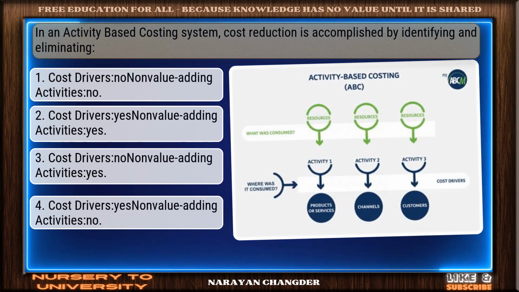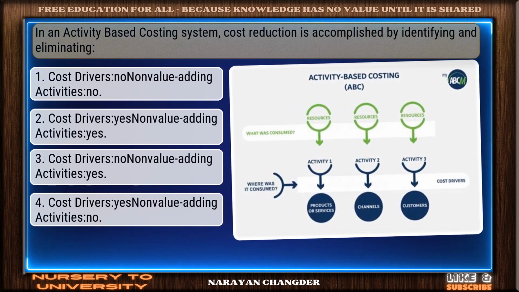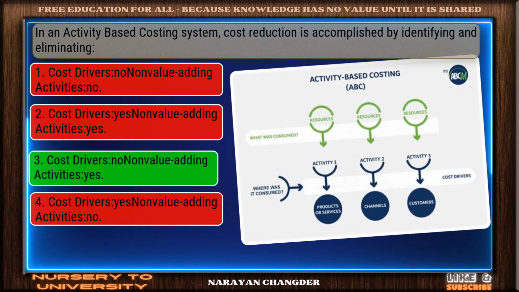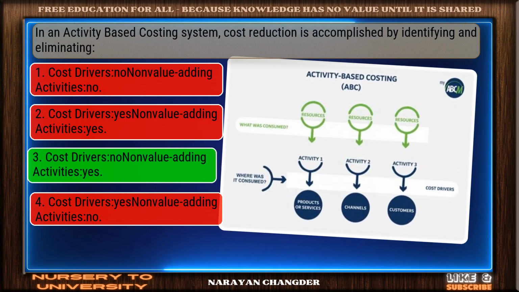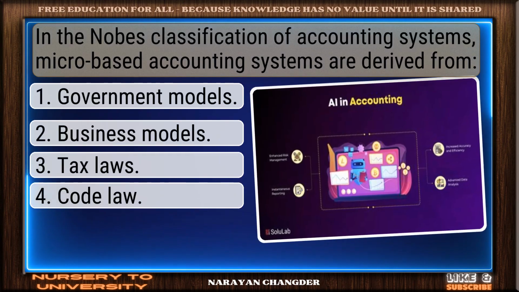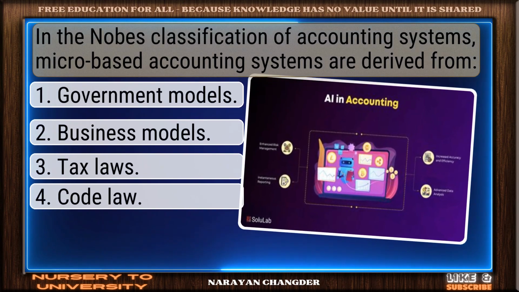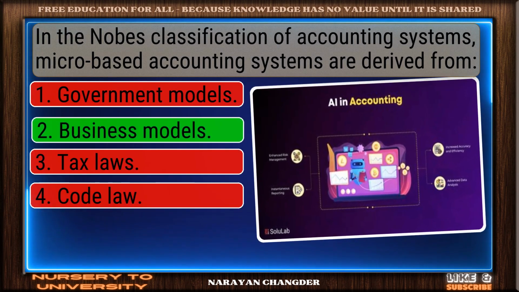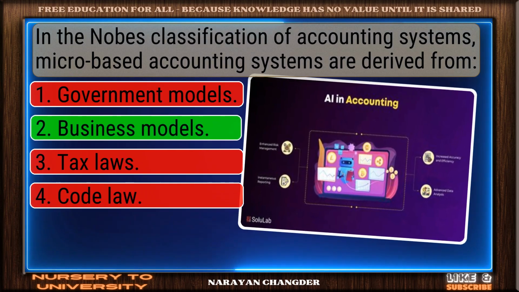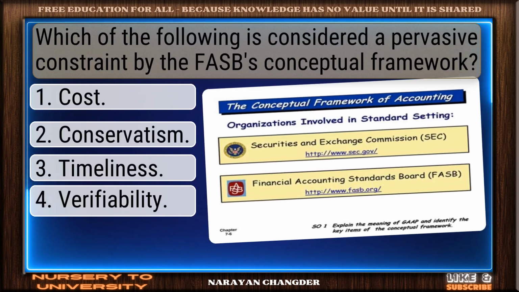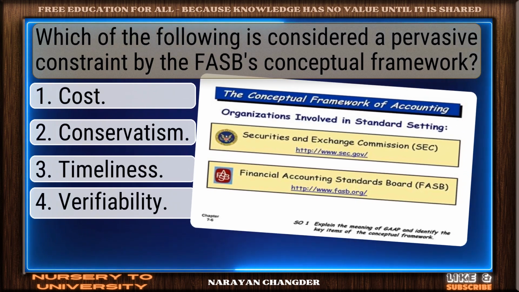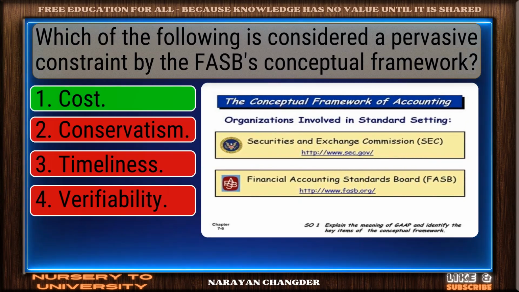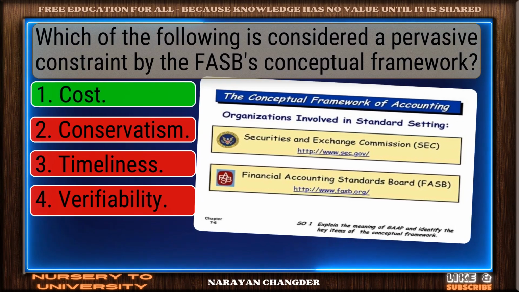In an activity-based costing system, cost reduction is accomplished by identifying and eliminating. You're right. Non-value-adding activities. Yes, the correct answer. In the NOBS classification of accounting systems, micro-based accounting systems are derived from. Sharp thinking. Business models is the right choice. Which of the following is considered a pervasive constraint by the FASB's conceptual framework? Valid point. Cost is true.